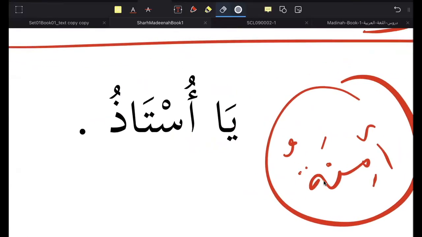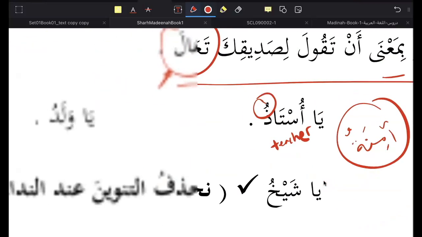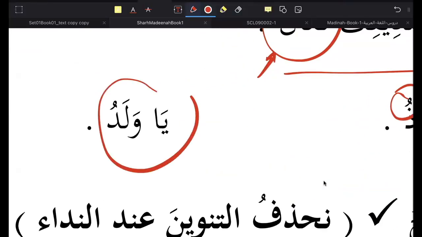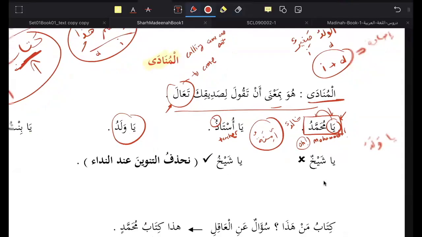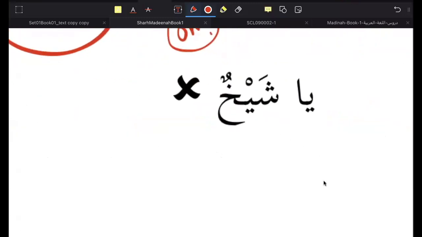Here it says, Ya Ustad. What is Ustad? Ustad could be teacher, professor, doesn't matter. So what happens? No tanween. Without ya, you say Ustadun. You say Ya Waladu, the example that I gave you. So these are not super complex rules, but something to keep in your mind. So you don't say Ya shaykhun.